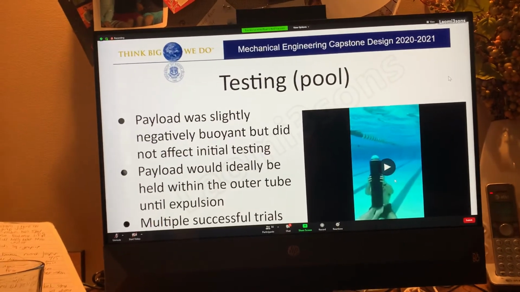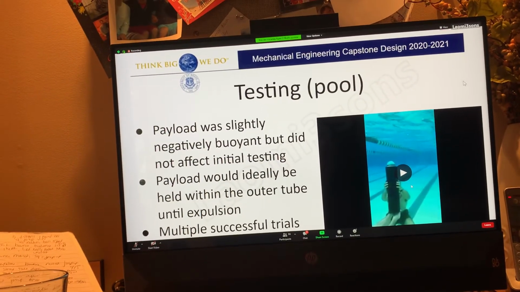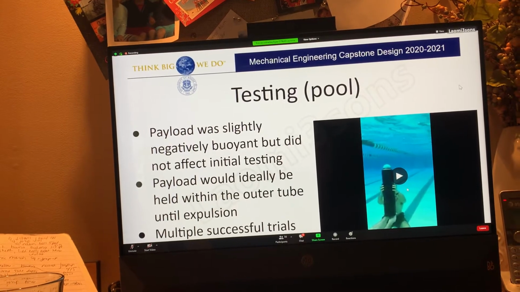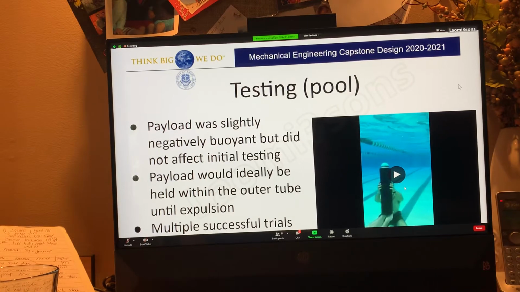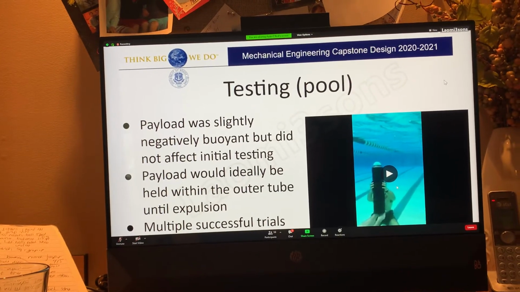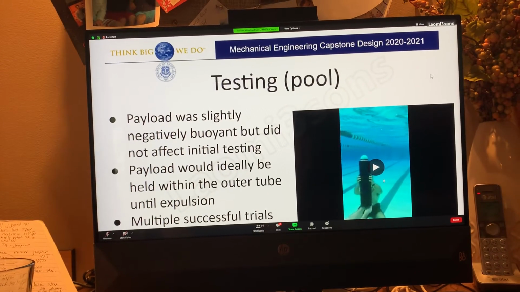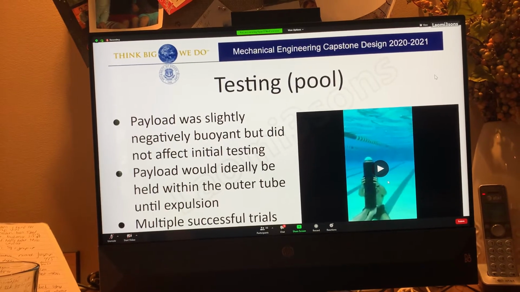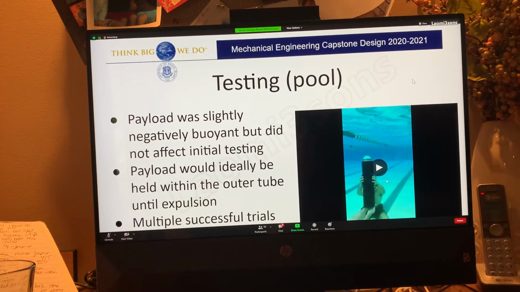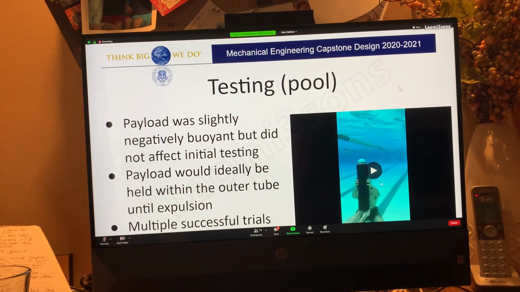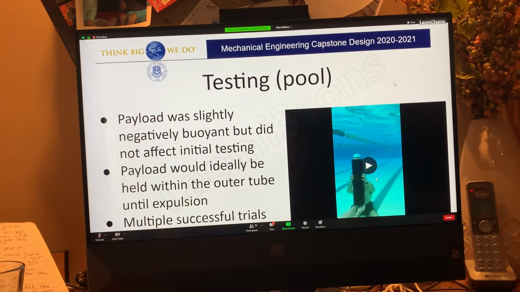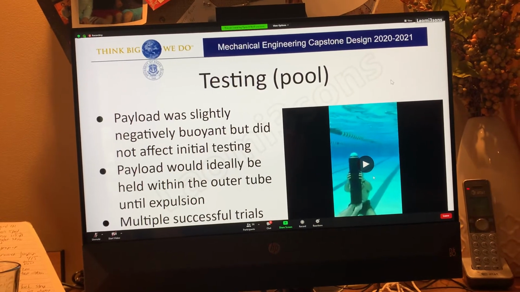All right, and now moving on to the testing slide. So the first half of our project was tested in the Tuatel Aquatic Center here at URI. Shout out to them for letting us use their facilities. Our payload was tested in the pool and it proved to be slightly negatively buoyant. For our application, that wasn't a problem. We just needed it to float on its own and not move drastically.